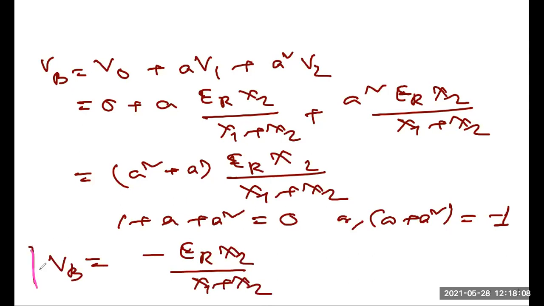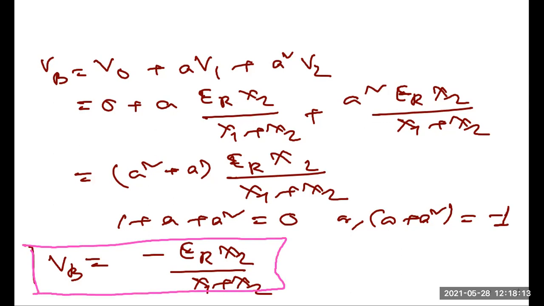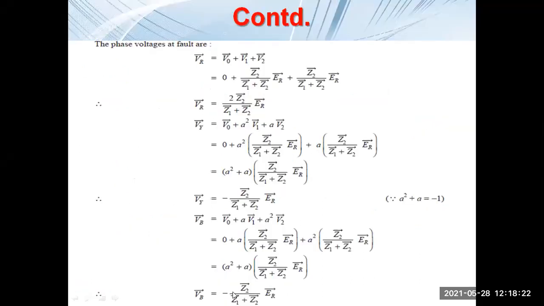So this will be Vv equal to minus ARX2 by X1 plus X2. Yes, correct? So go to the slide. This Vv equal to minus Z2 by Z1 plus Z2 into ER. Correct? Any problem, any confusion anywhere? Please tell me. If you have any confusion, please tell me. Any doubt anywhere?